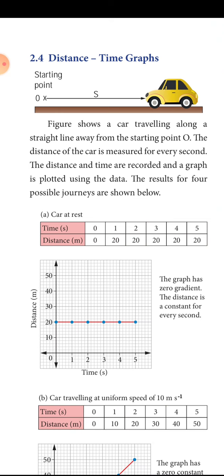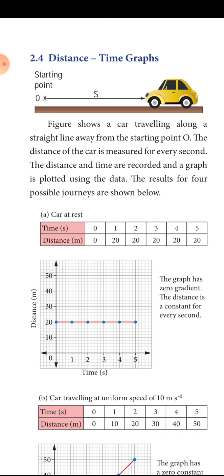See the time. For 0 seconds, the distance covered is 0. For 1 second, 20. Then for 2 seconds, again 20, again 20, again 20, again 20. This shows the car is not at all moving. For every second the car is at the same 20 meters. After starting from the point 0, it covers a distance of 20 meters, then it is not moving at all for every second. So it is called the car is at rest.